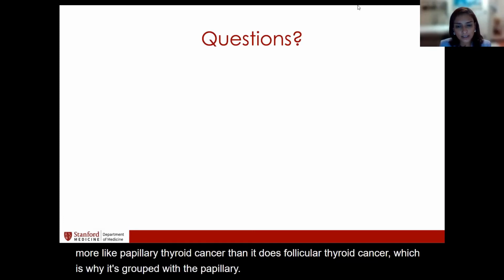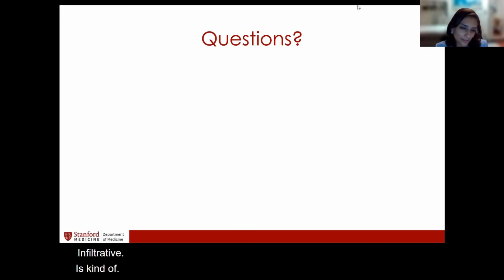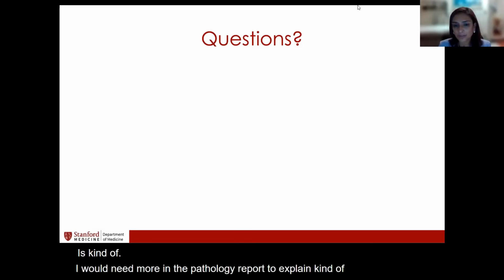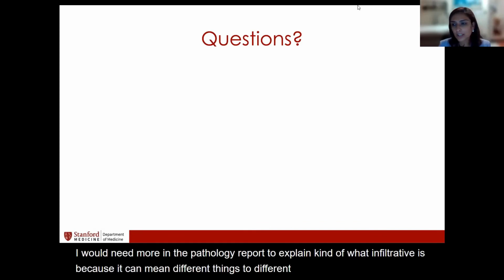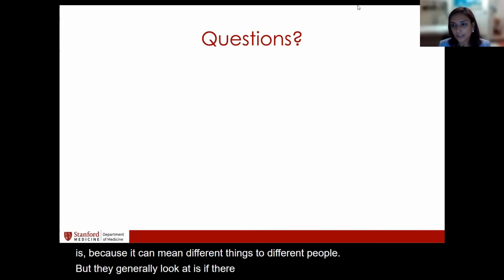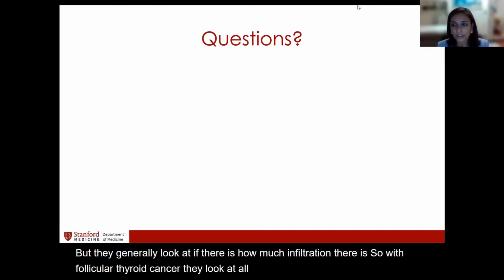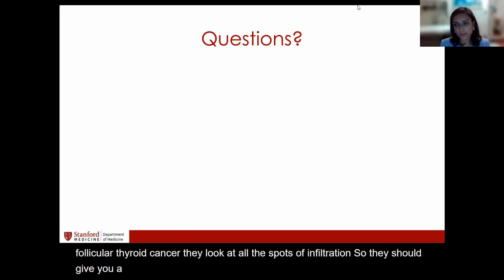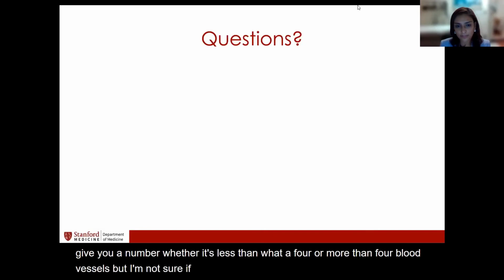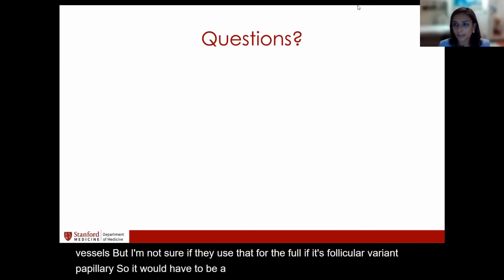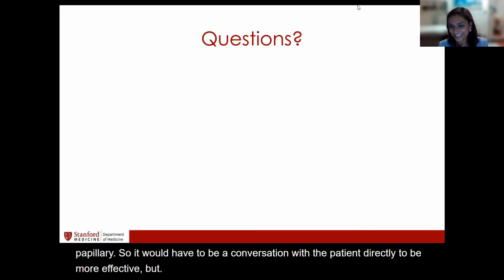Infiltrative, I would need more on the pathology report to explain what it is, because it can mean different things to different people. What they generally look at is how much infiltration there is. With follicular thyroid cancer, they look at all the spots of infiltration, so they should give you a number, whether it's less than 4 or more than 4 blood vessels, but I'm not sure if they'd use that for follicular variant papillary. So it would have to be a conversation with the patient directly to be more effective, but I tried to answer it. No, that's good. Thank you.